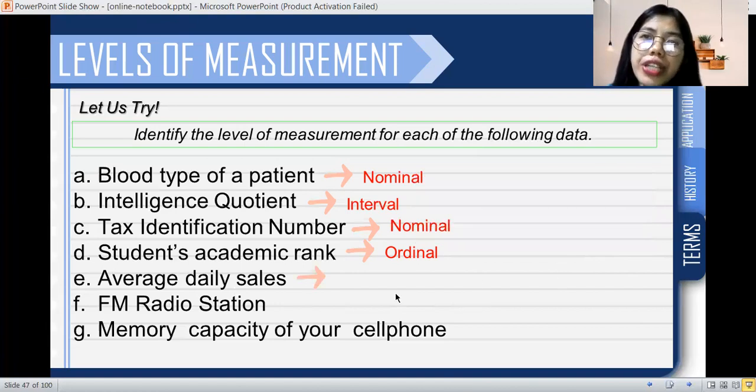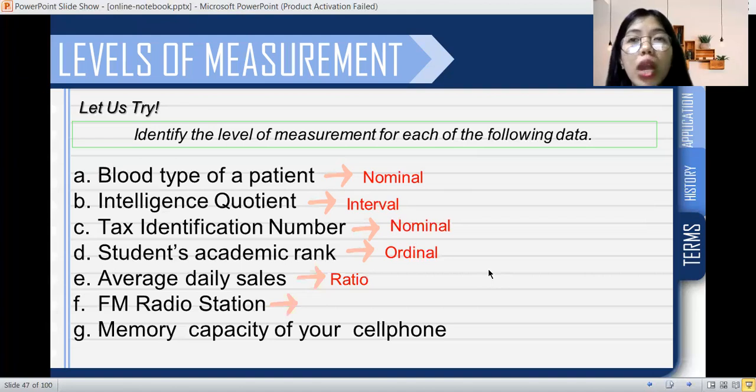And for the average daily sales naman, this is a ratio. Bakit po ratio? Dahil pwedeng yung zero natin dito, ang ibig sabihin, pwedeng wala. Wala kang average daily sales. Wala kang sales ngayong araw na to, ganyan po. Wala kang nabenta ngayon. Ganun po yung ibig sabihin nun.